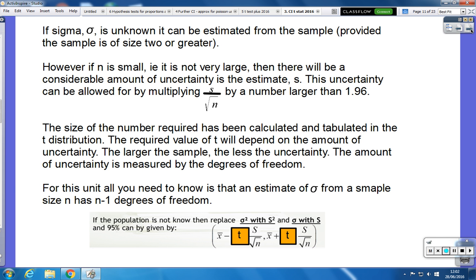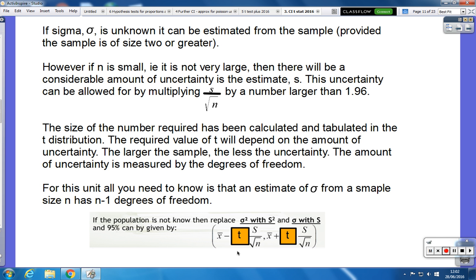And to get your range bigger, where you were adding and subtracting Z lots of sigma over root n, you can change it to this T distribution. Now the T distribution is called the student's T distribution, and it is some homework for you to revise. But basically all the numbers are bigger because you're not as confident, because you don't believe that the standard deviation you've got from your sample can be correct. So you want to add and subtract a bigger number to make it a wider range from your sample, because it's more likely that the true population mean will lie within it.